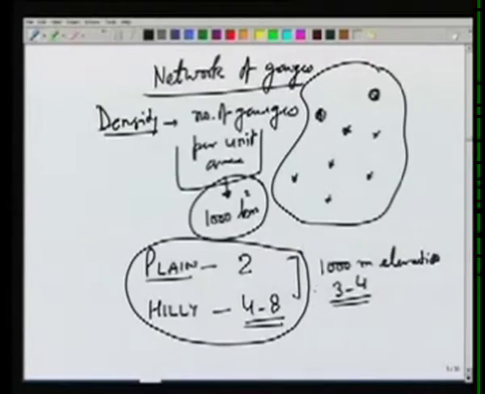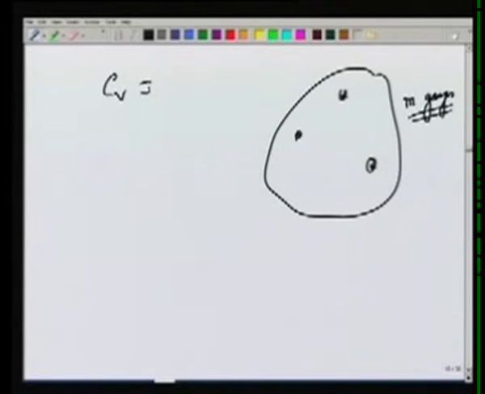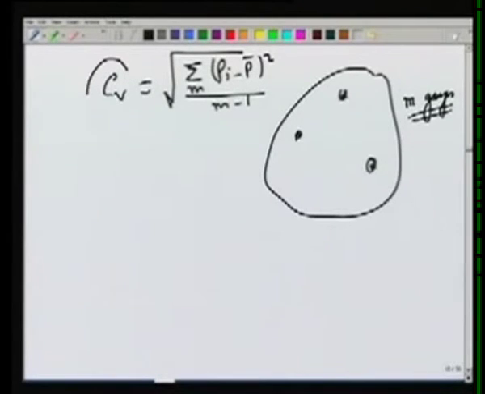And in addition to this empirical guideline, there is another technique of deciding the number of rain gauges in an area, which depends on what is the variation of rainfall within these gauges. So for example, if we have an area and we have some existing gauges, let's say we have these M gauges. For these M gauges, we can find out a coefficient of variation, CV, which can be defined as the square root of the summation over all the stations M, (Pi minus P bar) whole square, over M minus 1.